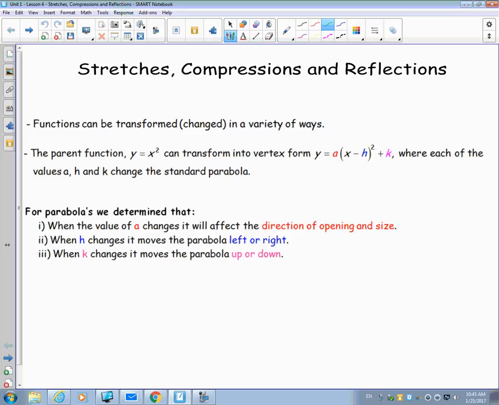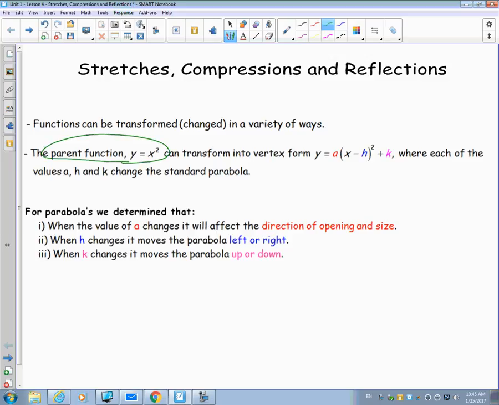We did this a little bit last year. We're going to refer back to how we did with quadratics because it's a good starting point for us. You might remember in grade 10 that a quadratic function, y equals x squared, is sort of our standard function. We're going to call that our parent function now. And we could change it.